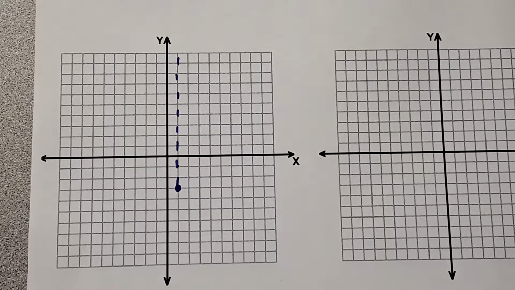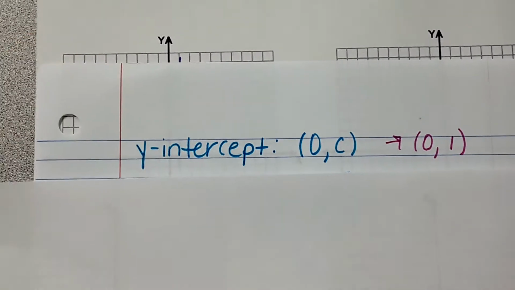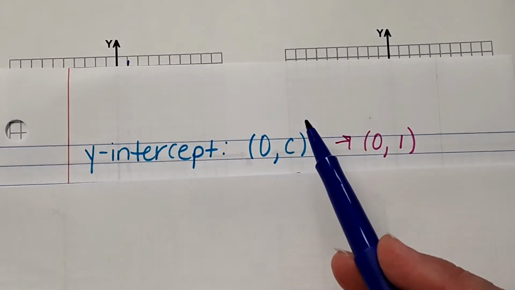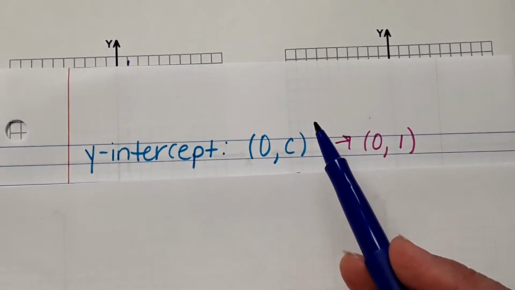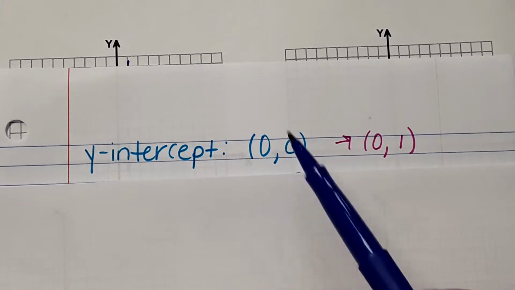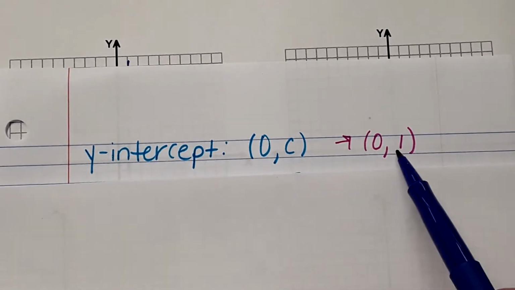So to find the y-intercept, we're just going to remember that our y-intercept is 0, c. It's always that. Now, to do that, I just plug in 0 for x, and I find out what my y-intercept is. Well, in this case, c is 1.